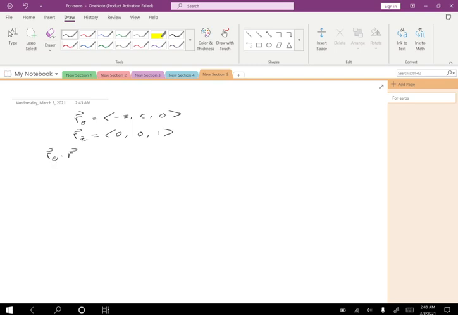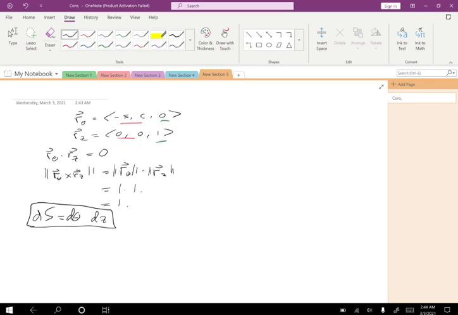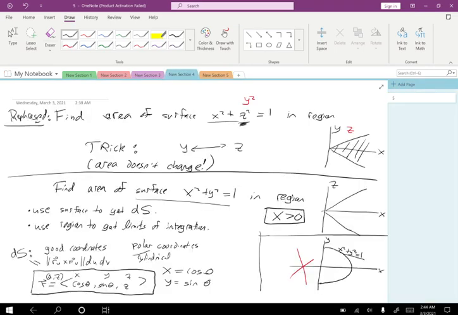Observe that r_theta dot r_z is 0. So therefore, if we do the cross product and take that length, it's just the product of the lengths. So that's easy. So therefore, ds is just d theta dz. Okay, so we have ds. So now we just need to get these limits of integration.